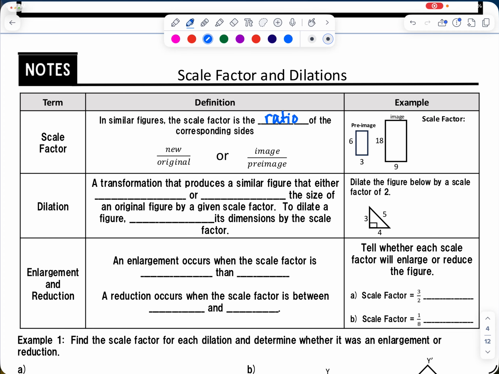If we were going to find the scale factor, let me draw this side, that's 18, corresponds to this side, which is 6. So I'm going to form a ratio where I take the new side, 18, and compare it to the old side, which is 6. And if I write that in simplest terms, 18 divided by 6, I get 3. So there's a scale factor of 3. In other words, the new rectangle is 3 times as large as the original rectangle.